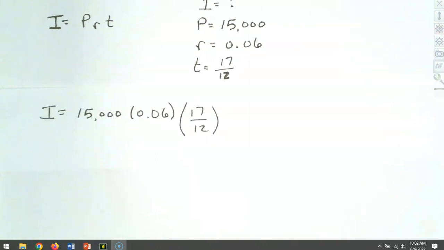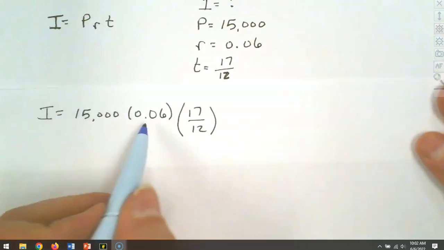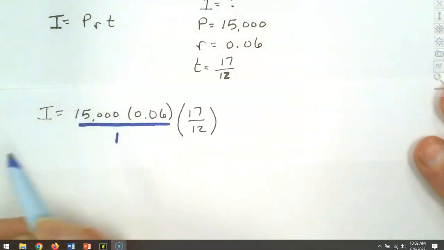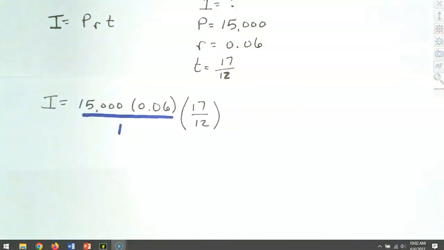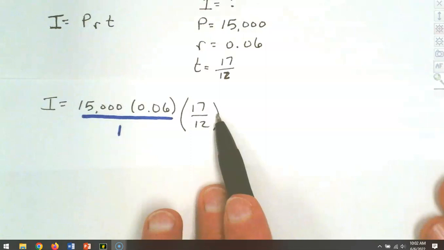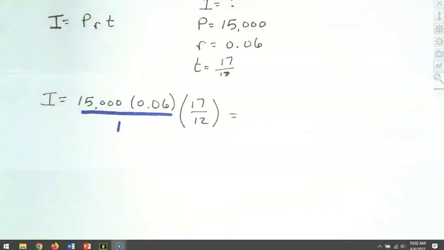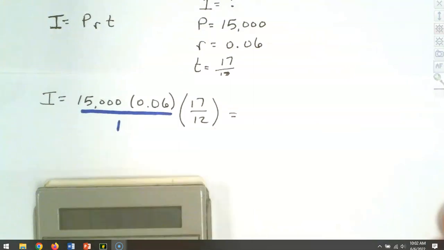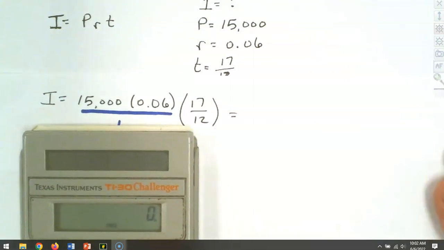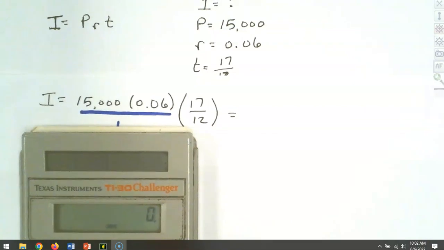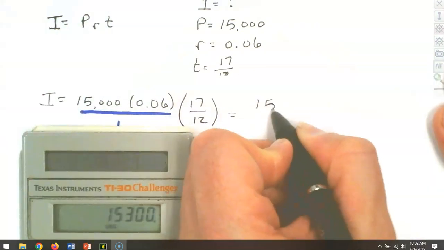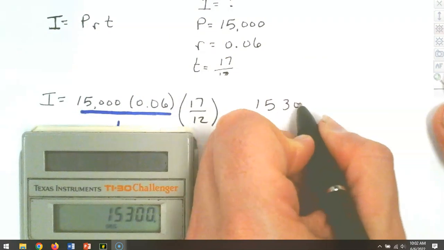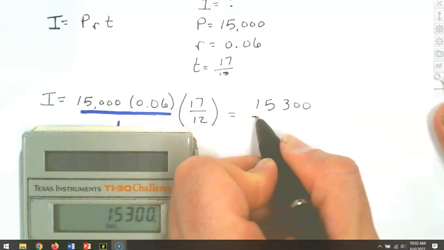Now, multiply across the top. So if it helps, you can put this all over 1. And what I want you to do is just take a calculator and multiply across the top. So let's take our calculator. Hopefully we can see it here. We're just going to multiply straight across the top. So we've got our 15,000. We'll multiply that by 0.06. And then we'll multiply that by 17. And that gives me 15,300. And that's going to be now over 12.